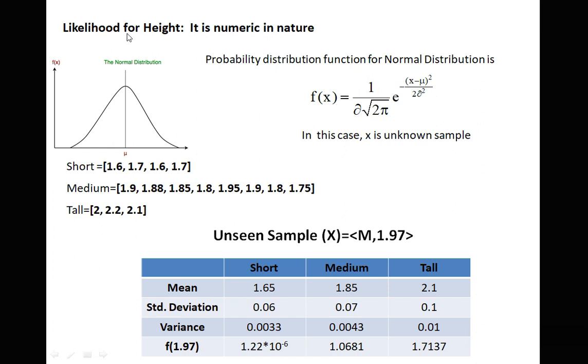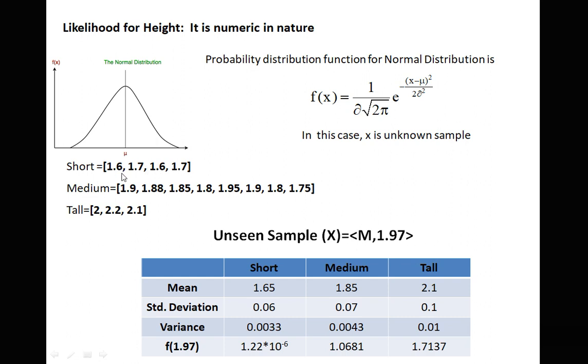Now next we require to calculate the likelihood for height. Now the height variable is not categorical, it is numeric in nature, and height follows the normal distribution because our height starts at a particular range and ends at a particular range. For example, here the height starts at 1.6 and ends at 2.2. Now when the variable follows the normal distribution, we can apply the Gaussian distribution formula to calculate the likelihood probability. Now three categories are there, short, medium and tall.